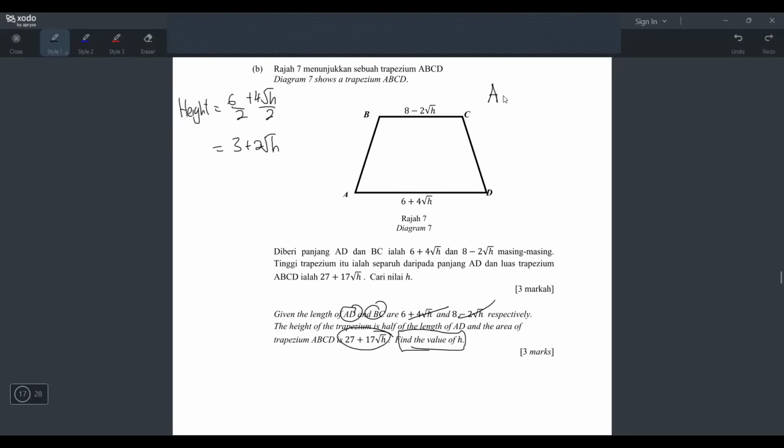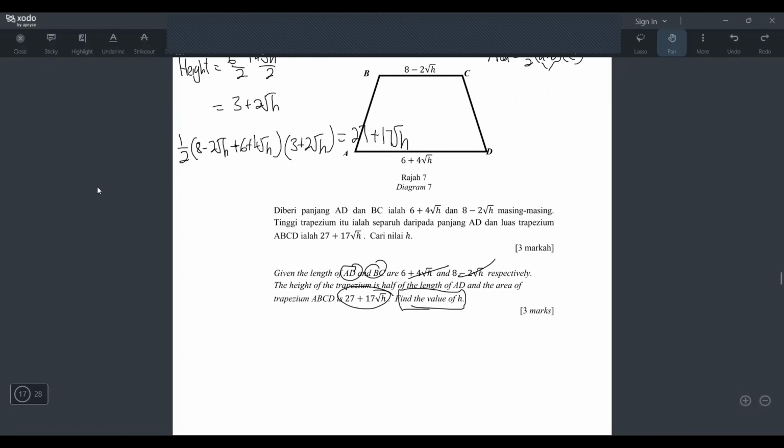Okay, we have to use the area of trapezium formula. Do you know what's the area of trapezium formula? 1 over 2 times A plus B and then times C. A and B must be the parallel sides. Okay, so now let's go. 1 over 2 times sum of parallel sides, which is 8 minus 2 square root h plus with 6 plus 4 square root h. It's okay if you don't put the bracket here, because even if you open the bracket also, it will be the same thing, because the depan bracket is plus, so don't have to worry about that. And then darab lagi dengan the height of the trapezium, which is 3 plus 2 square root h. So sini saya tulis 3 plus 2 square root h. And now the whole thing equals to what? 27 plus 17 square root h.